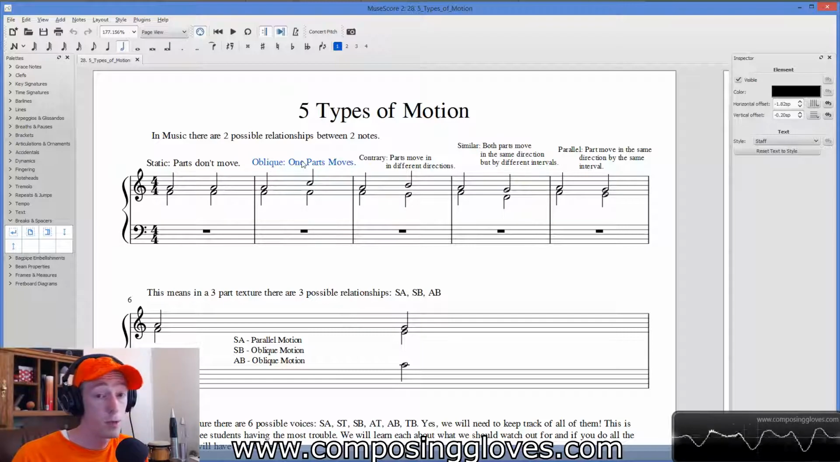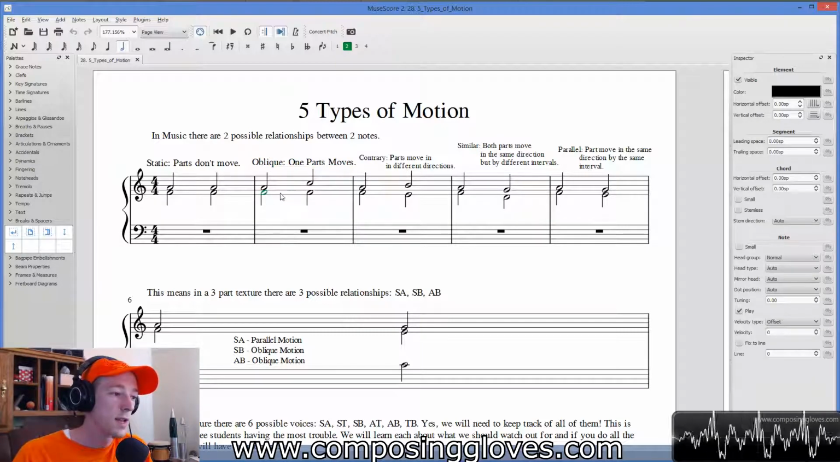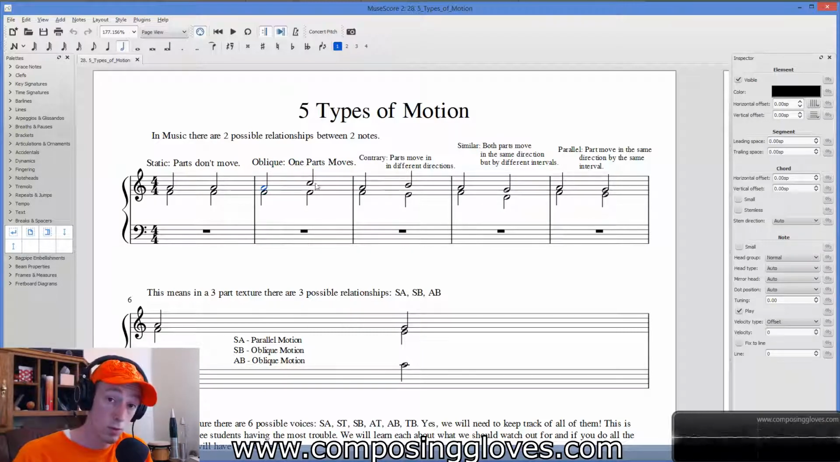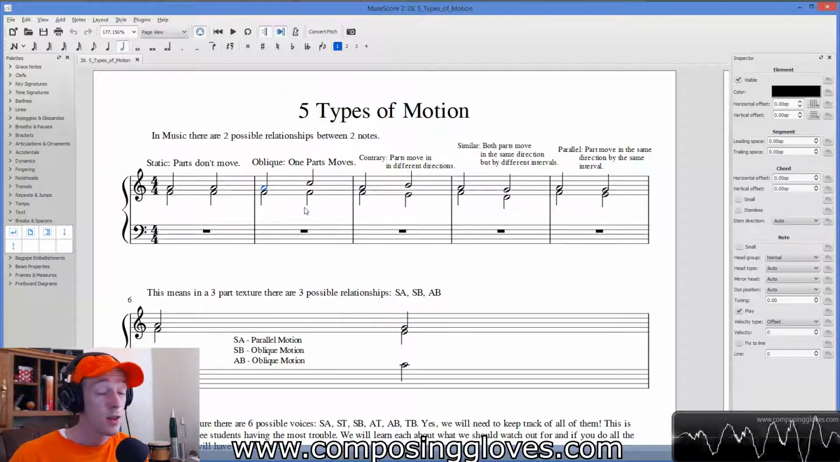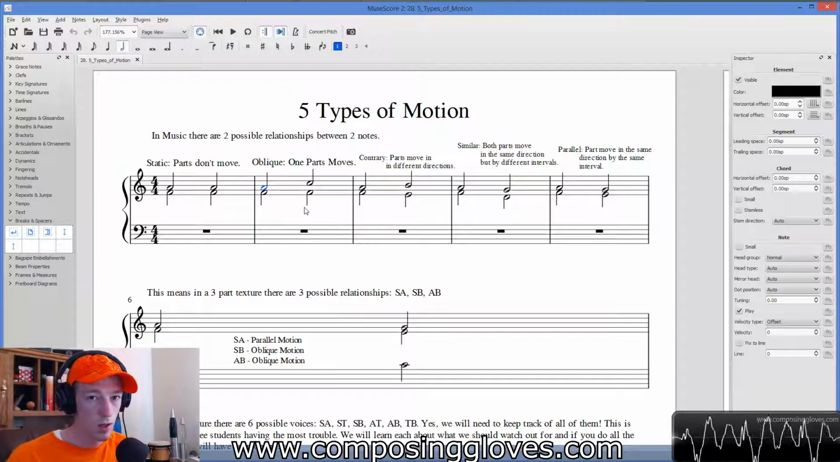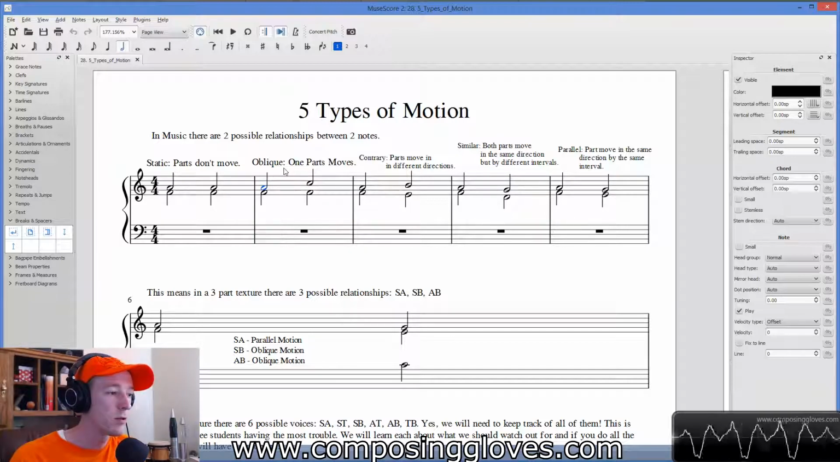Next up, we have oblique movement. One part stays the same, but the other part moves. Oblique movement is a big plus for us too. We like oblique movement. The other types of movements can have some problems crop up, but we need to master the types of movements, and then we'll worry about the other problems. So, oblique: one part moves, the other one doesn't. Static: they stay the same.